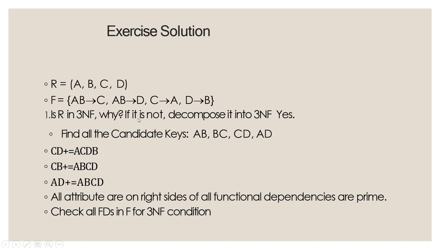If you do CD, with C, I can get A and C. With D, I can get D and B. So we have all A, B, C, D. CD is a key. CB. So if I know C, I can get A and C. Okay, and if I know A and B, I can get C and D. So CD is another possible candidate key as well as AD. So in this case, we have 4 candidate keys. Okay, so based on this, let's see if this is in BCNF.